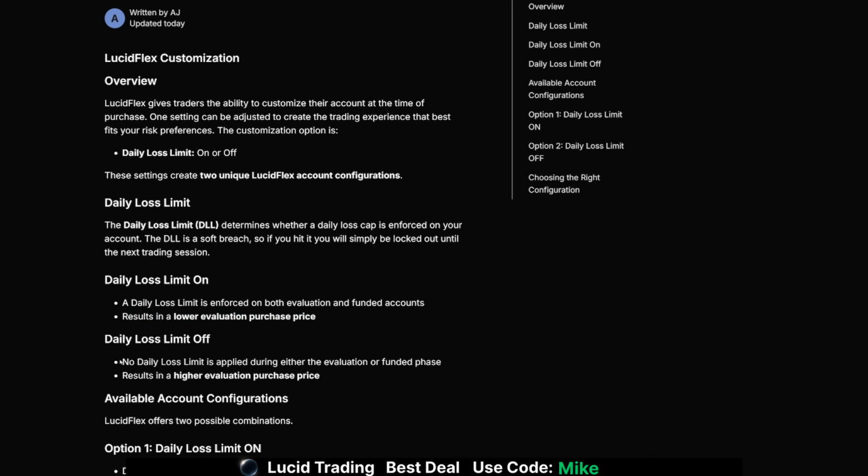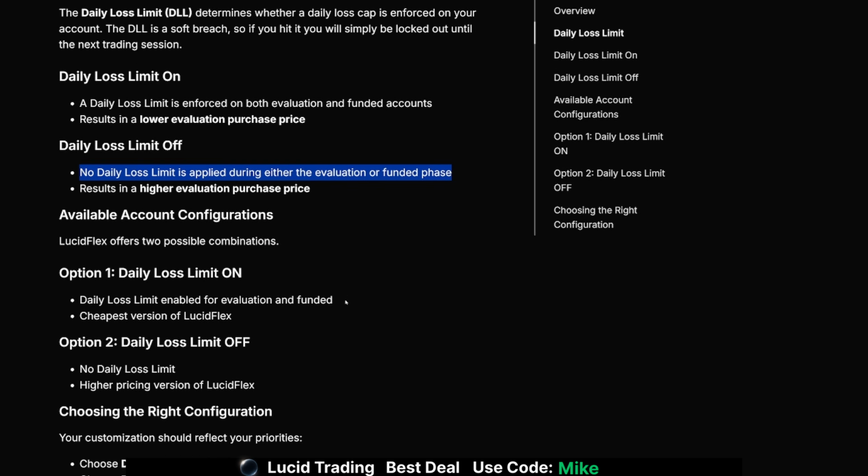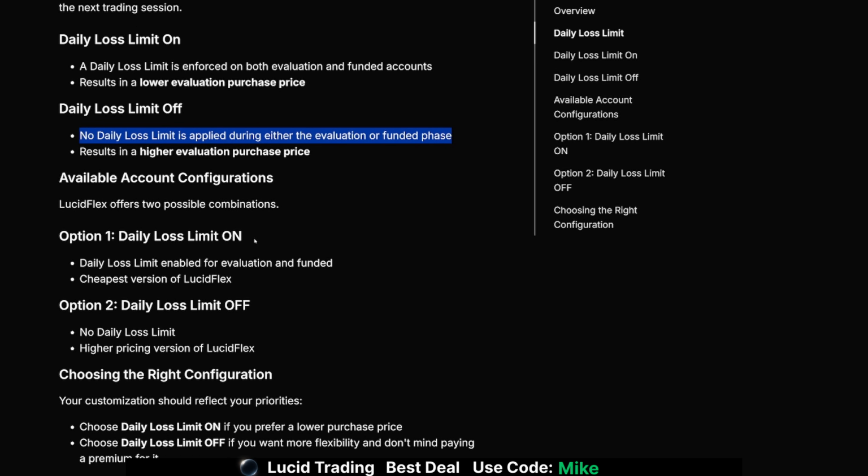Now, when you turn the daily loss limit off, this applies during either the evaluation or the funded stage. So if you're a trader that hates the daily loss limit, there's no need to worry. Pick for no daily loss limit. It will transfer once you're in the funded account. So what does this actually mean? We kind of alluded to this a minute ago, but option 1, daily loss limit turned on. It's going to be enabled for the evaluation and funded account. It's going to be the cheapest version of the Flex account. If you want no daily loss limit, well, we won't have a daily loss limit in either the funded or the evaluation, but we are going to have to pick a slightly higher price.